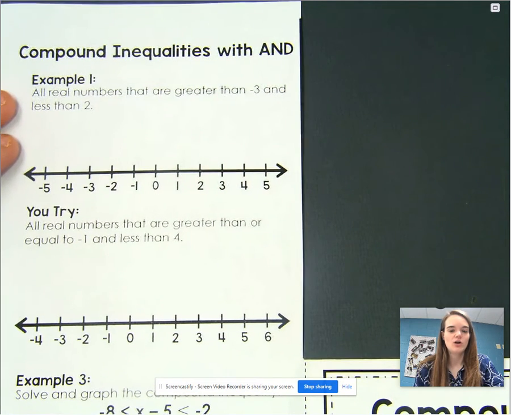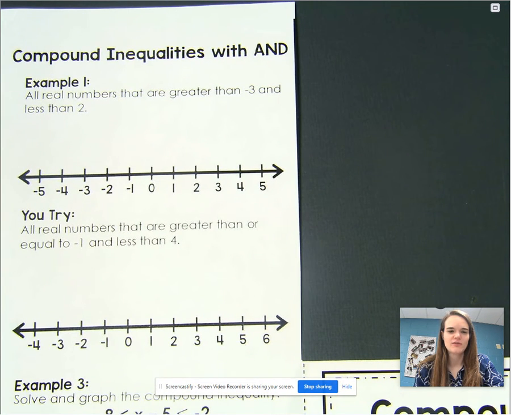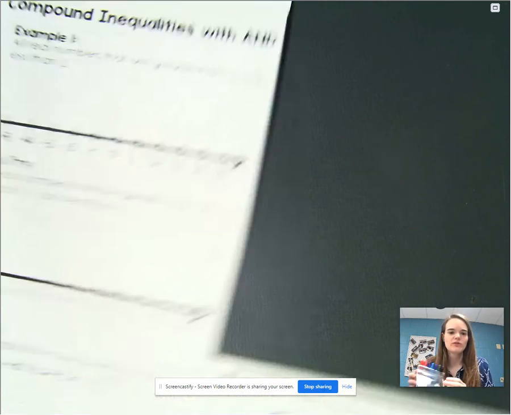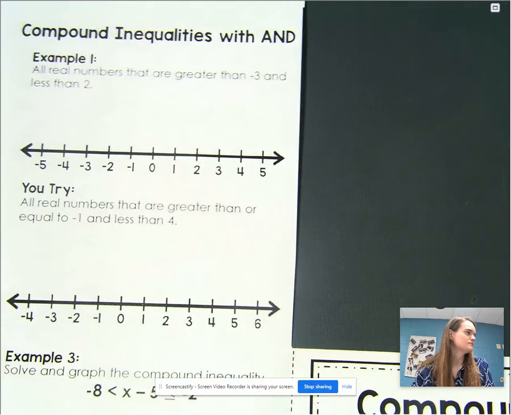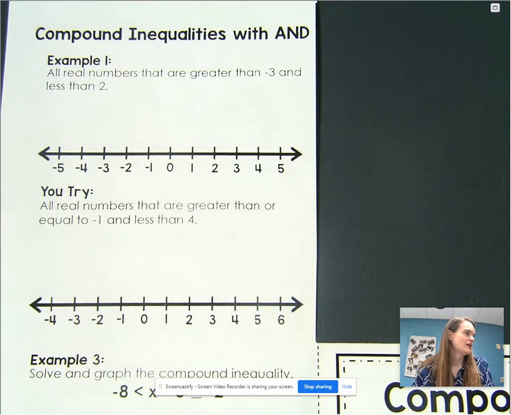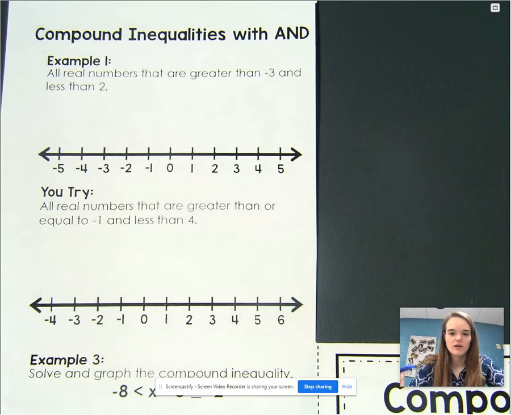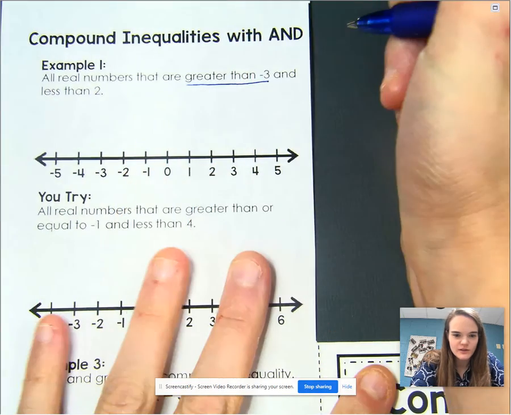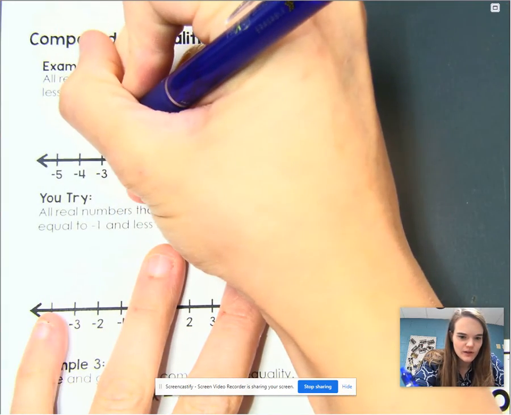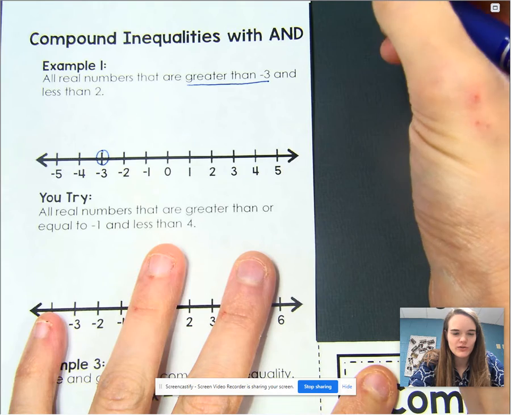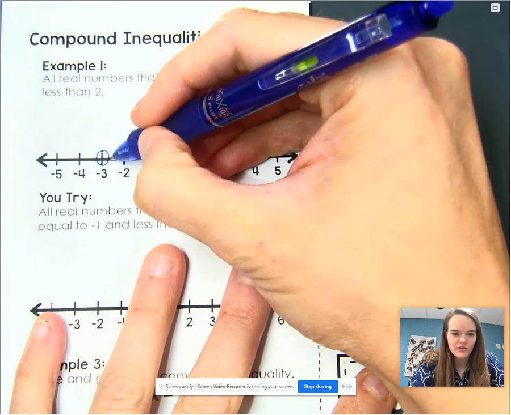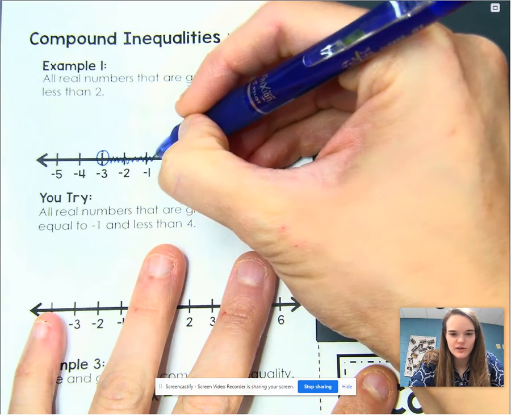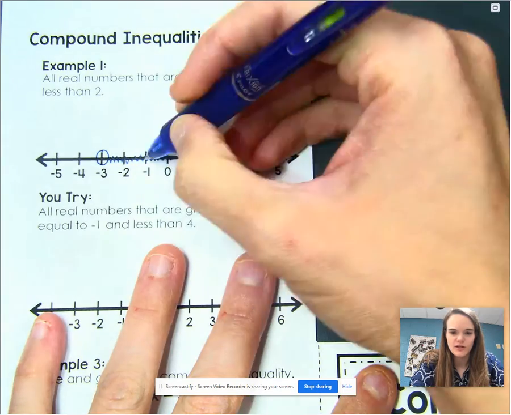Example 1. All real numbers that are greater than -3 and less than 2. Okay, so we're going to think about this. What it wants us to do is graph this by thinking about this. So let's think. All real numbers that are greater than -3. I'm going to circle -3. Let's think about what's greater than -3. I think it's all the values over here are greater than -3. Okay, we could keep going.